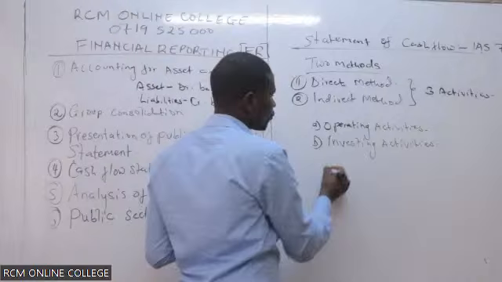Then we have financing activity as the third one. Those are activities like issue of ordinary shares, borrowing of loans, repayment or redemption of debentures, and so on. Those are what we call financing activities.